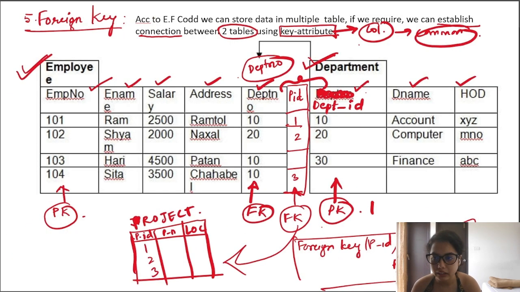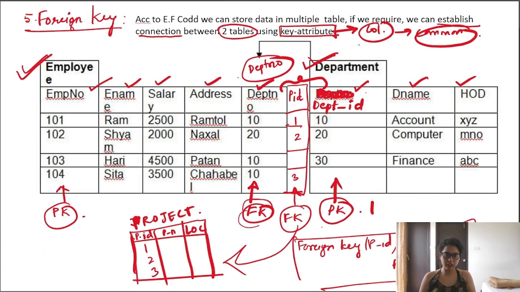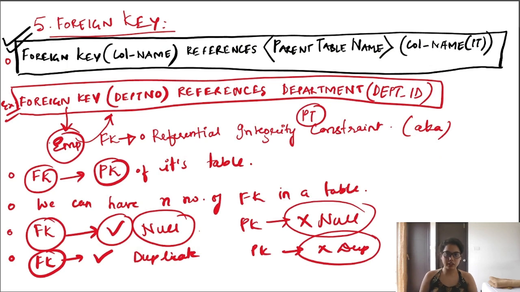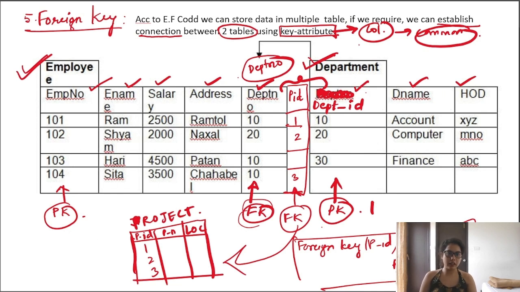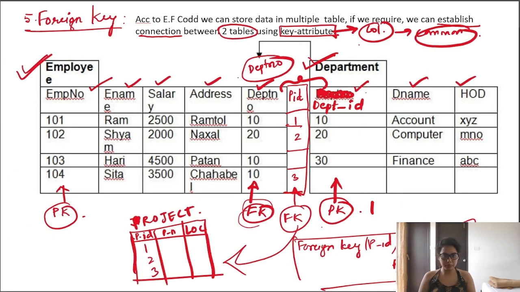Let me summarize it. First, the syntax is foreign key, column name. For my employee table, I want to make this particular column a foreign key. So what is the syntax for that? Foreign key, department number, references department, which column? Department ID column. Second point is that a foreign key should be a primary key in its own table. If this department ID is not a primary key in its own table, we cannot make it a foreign key in another table.